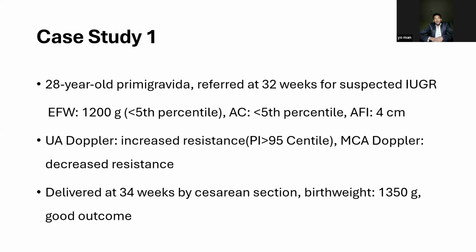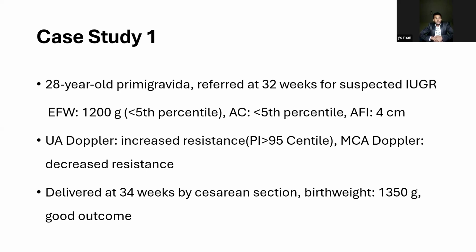So when we do the Doppler, we found increased resistance in the umbilical artery, which was found to be above the 90th centile for PI. And the MCA Doppler shows decreased resistance. This is the brain sparing effect. This is an FGR patient because it fulfilled criteria among the 3 identified criteria, okay? The Doppler one and the estimated fetal weight and the AC one, according to the Delphi consensus published by ISUOG in 2021.